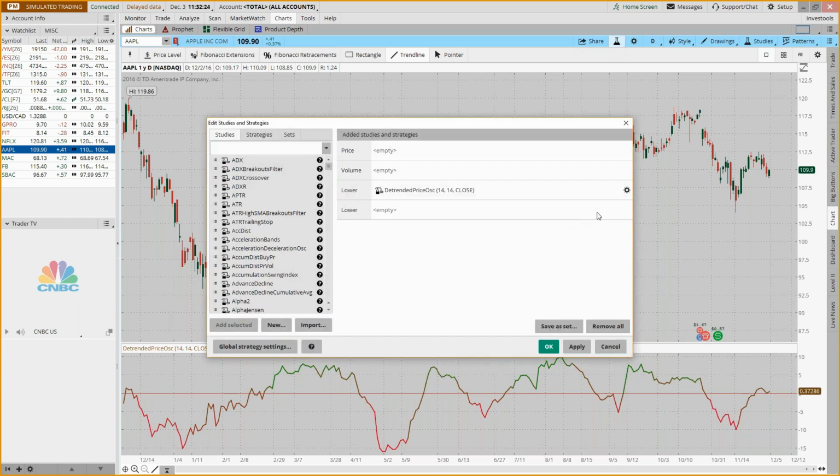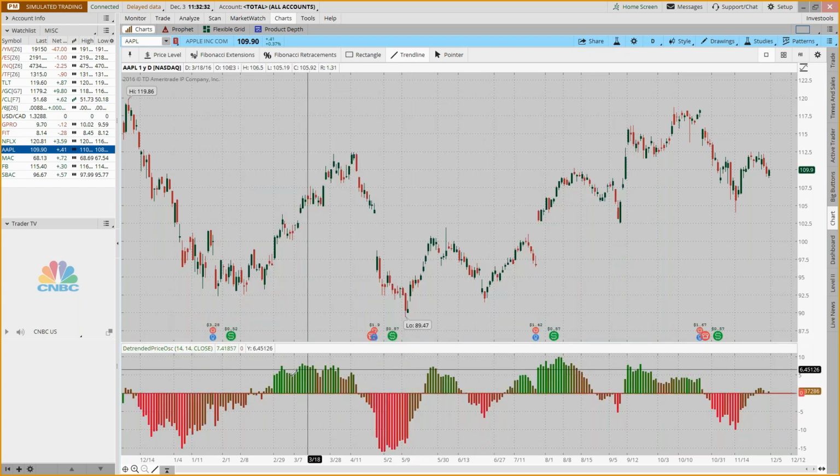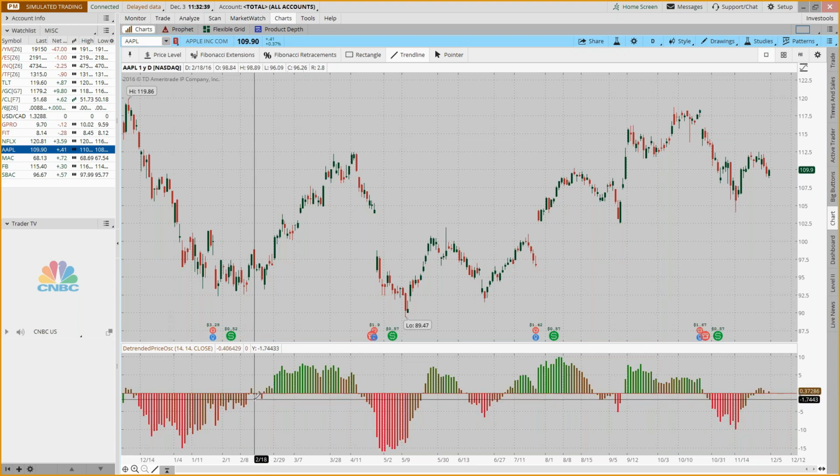If we switch this to histogram, you're going to see it a lot clearer. Hopefully you can see it on your monitor. Now, the center line cross is even easier to see when this goes from negative to positive. But you can see the color changes a little better.